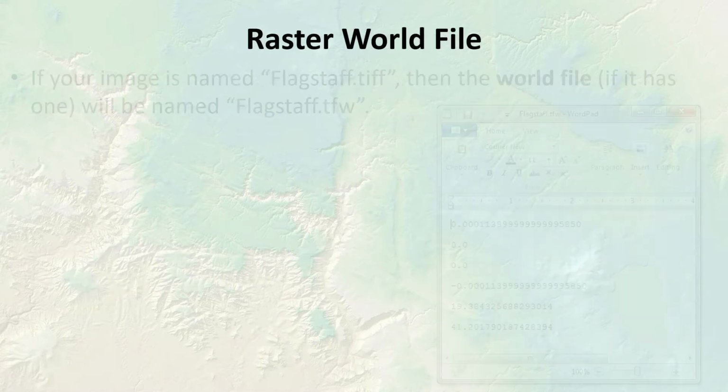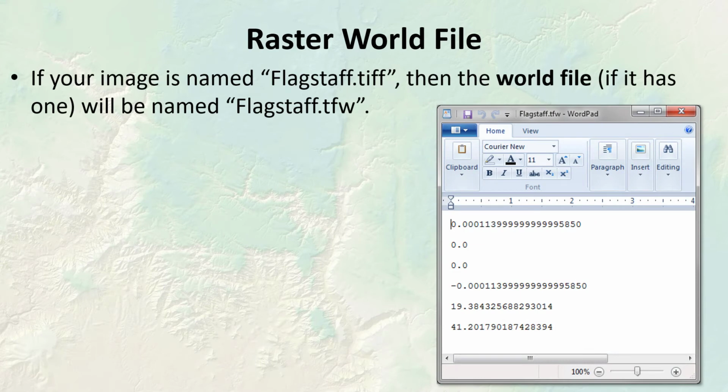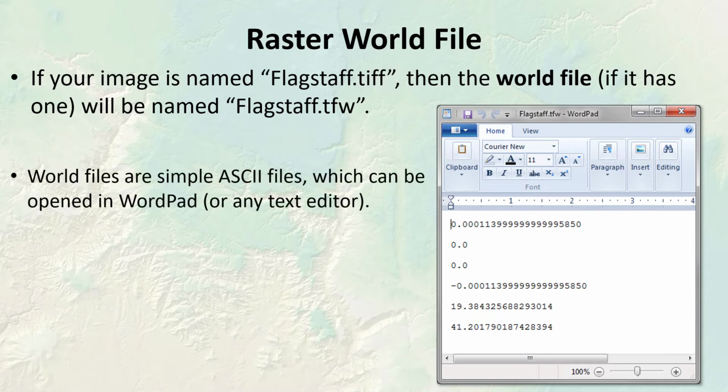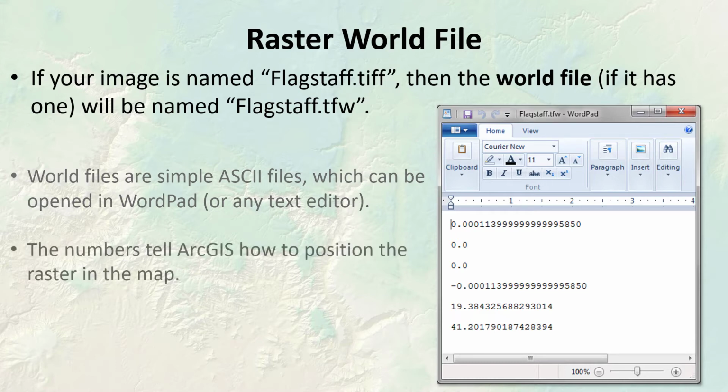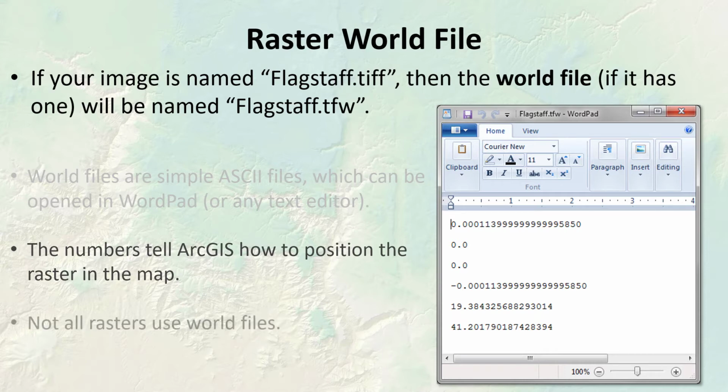So what is a world file? There's just a separate file with the same name, but usually has a W appended to the end of it. So if your image is flagstaff.tiff, then the world file is going to be named flagstaff.tfw. And this is what the world file would look like. They're standard, very basic text files. You can open them in any text editor. And the numbers in the file just tell you how to position the image on the landscape. So what do these numbers mean?